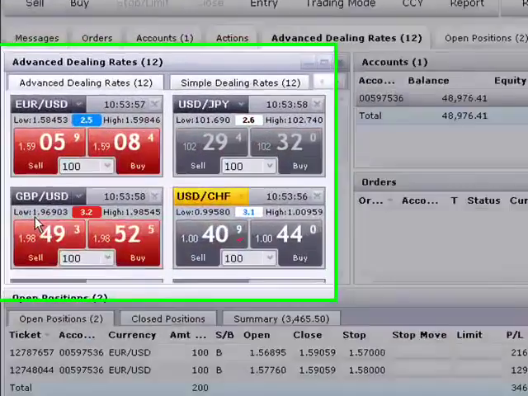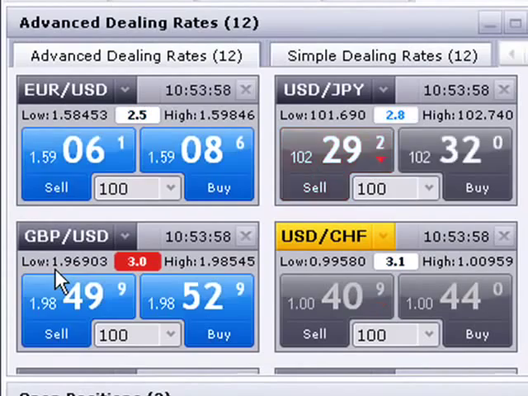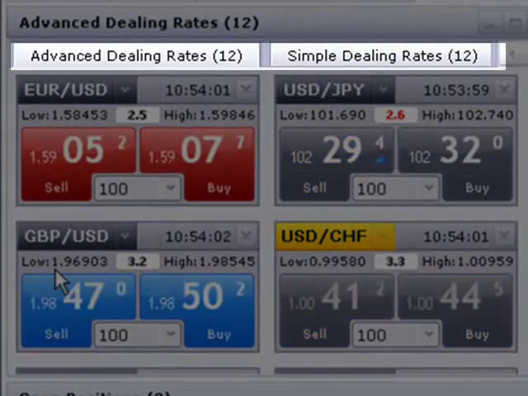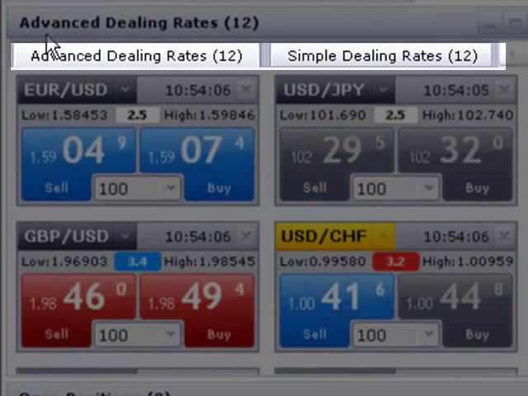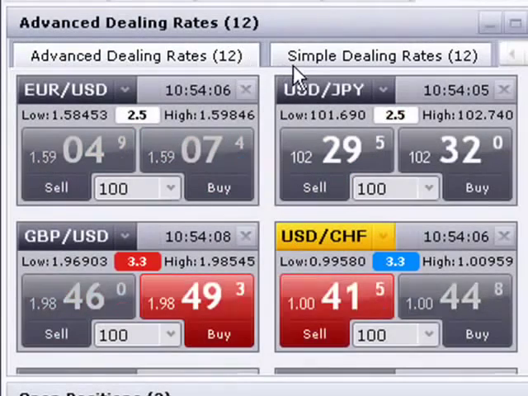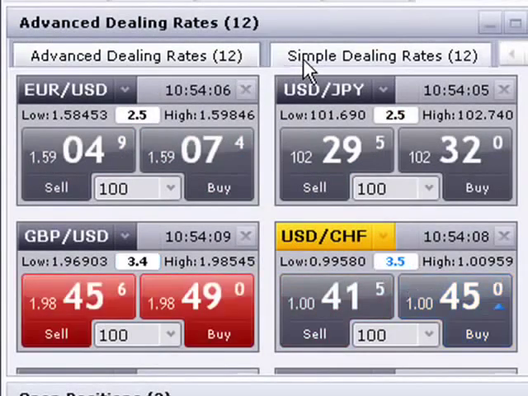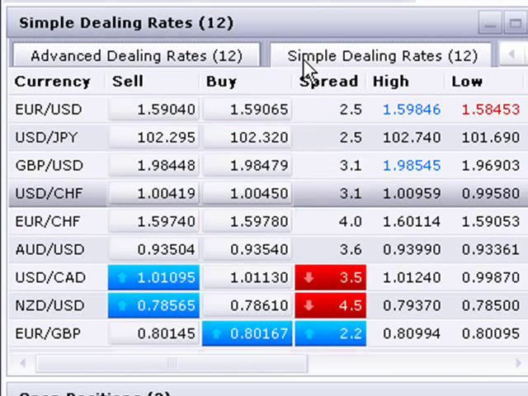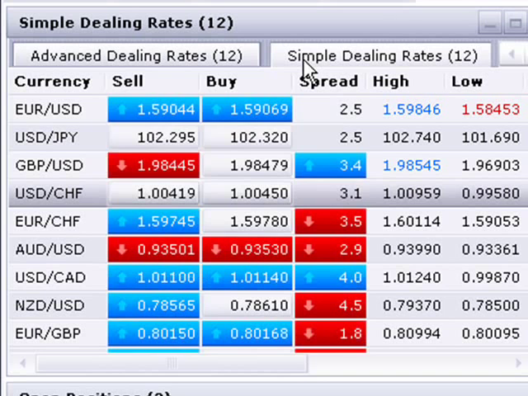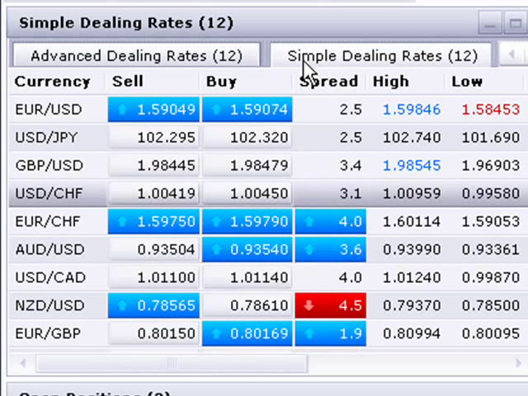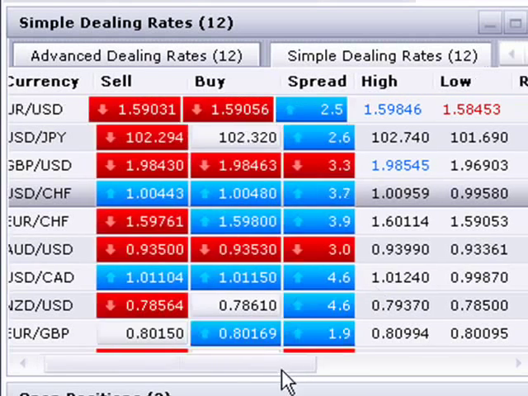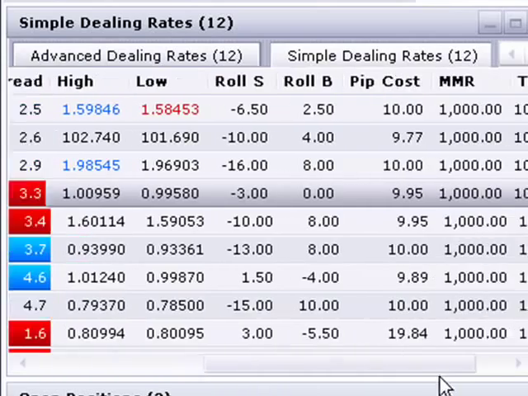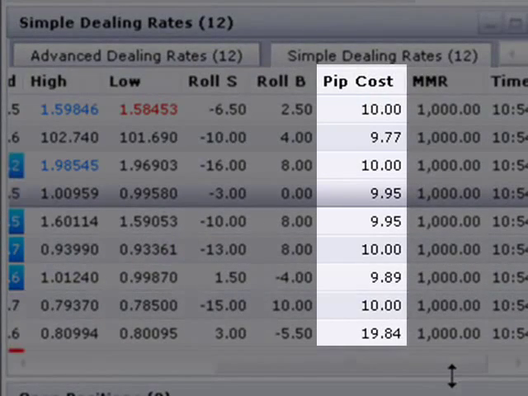Once inside the platform, you should see the dealing rates window. In that window, you should see two tabs at the top, one that says Advanced Dealing Rates and one that says Simple Dealing Rates. Click the link that says Simple Dealing Rates, which should switch over to a different looking quotes window with a bunch of columns in it. If you scroll over to the right of that window, you should see a column which says Pip Cost.